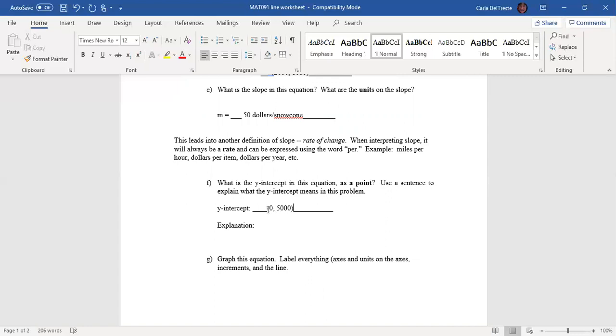Now the question is, what does that mean in the context of this problem? Well, what did it cost for me to start up my business? Just to start my business, it costs $5,000. Isn't that what was described at the top? So if I make no snow cones, it still costs $5,000 to run the business. So that's what we're going to put for our explanation. When I make 0 snow cones, it still costs $5,000 for the business.